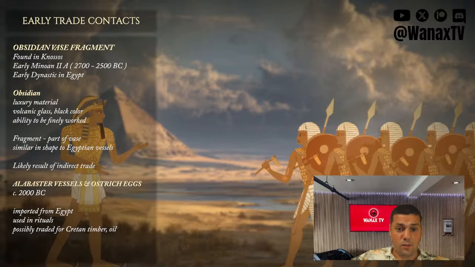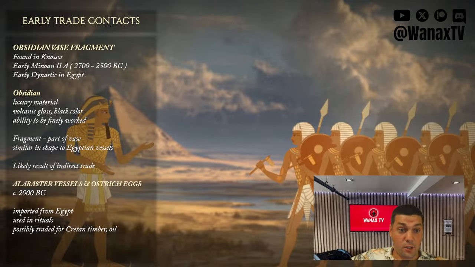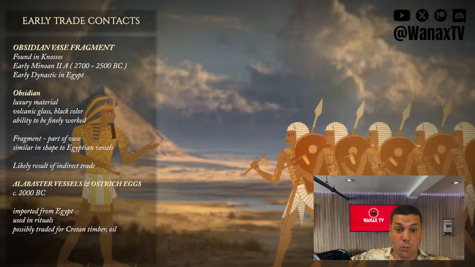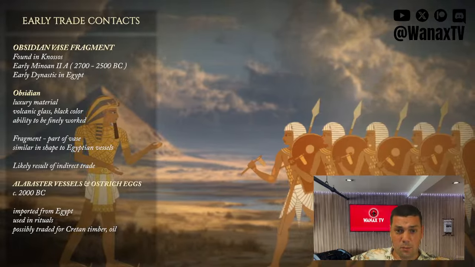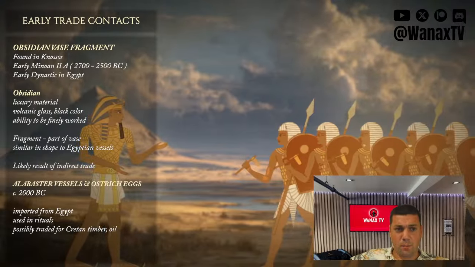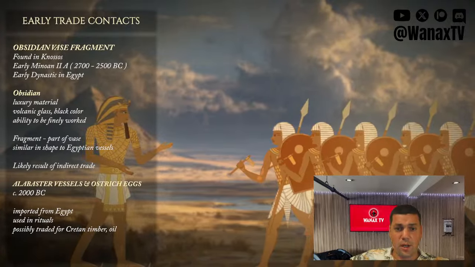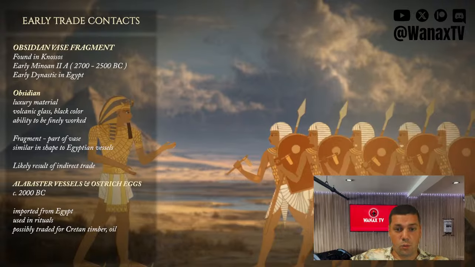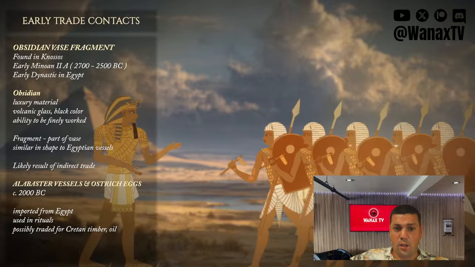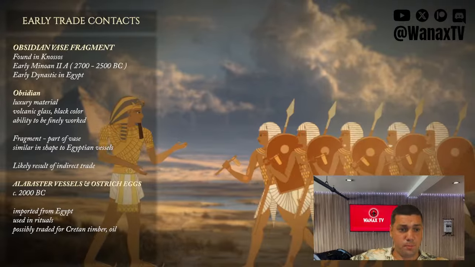We have a piece. That fragment is actually a piece of an obsidian vase, or obsidian pottery, which happened to be located in the city of Knossos. It is believed that at this time it was still too early for Egypt and the Minoans to trade directly with one another, so it is presumed that this piece of material would end up being in Crete indirectly through trade, perhaps through the Levant, Cyprus, and so on.